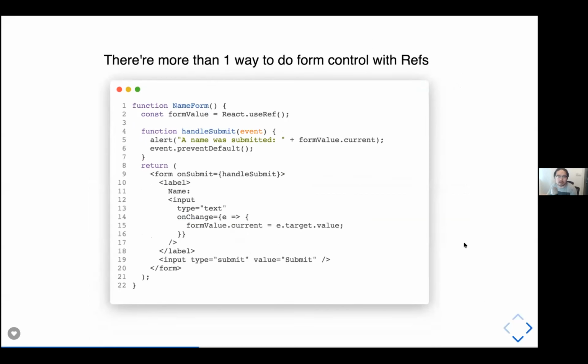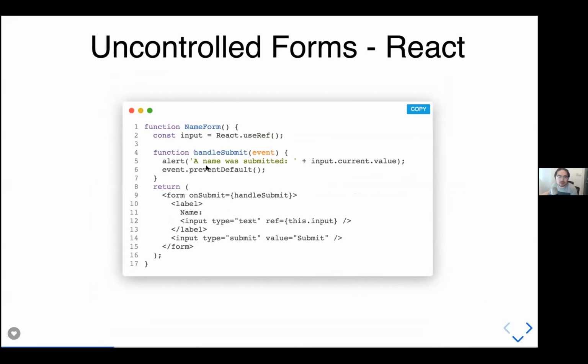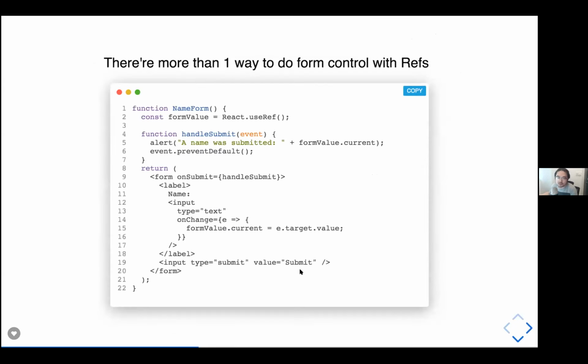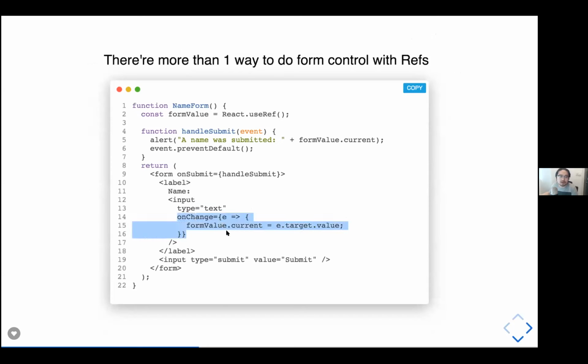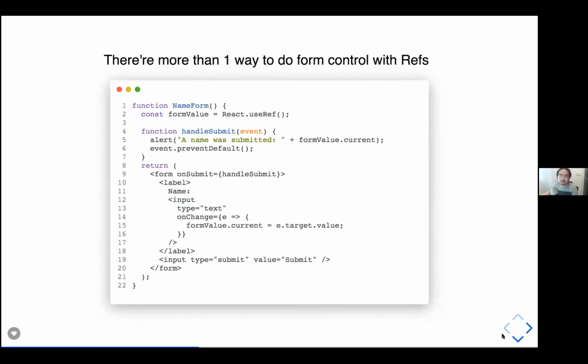And there is more than one way to do uncontrolled forms with refs. One example was that you attach a ref to your input element. Another way is that you still have an onChange handler for your component, but instead of updating a state, you update the ref. And we all know that a ref change doesn't trigger a re-render. So this actually won't cause a re-render of this component. It looks closer to the state approach.